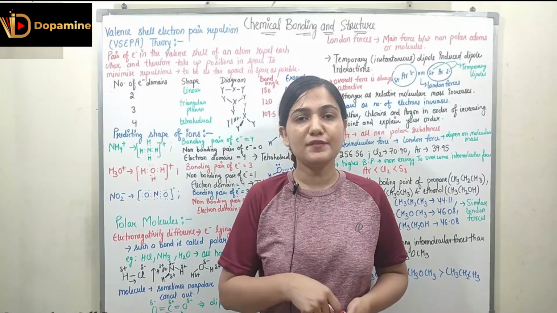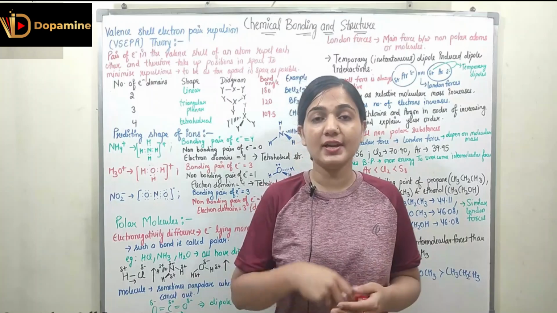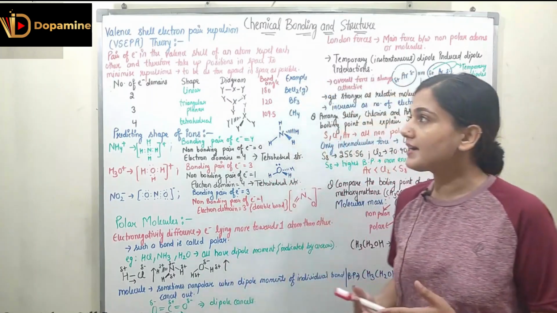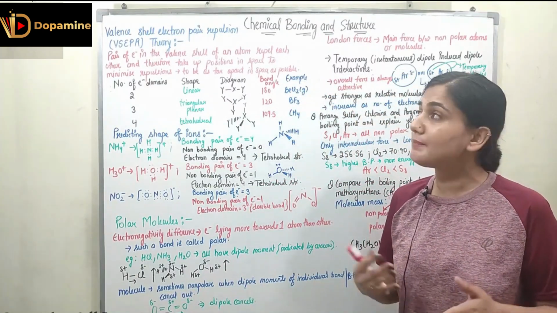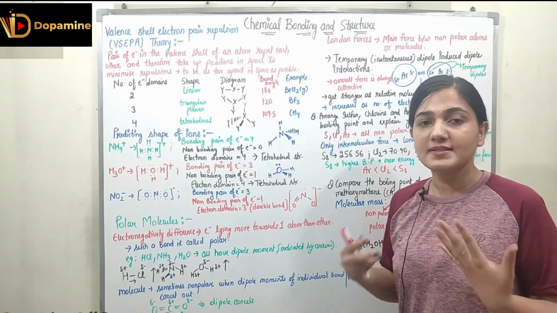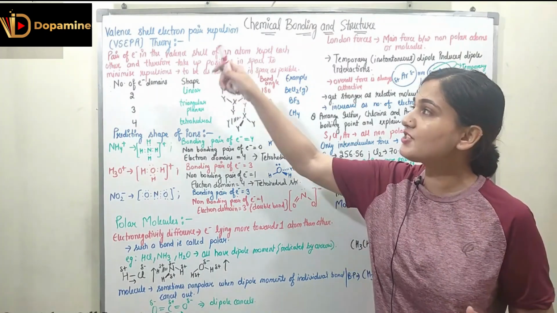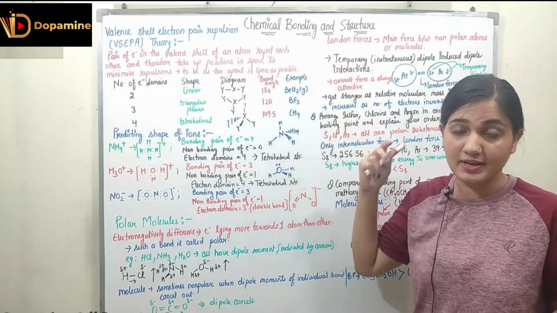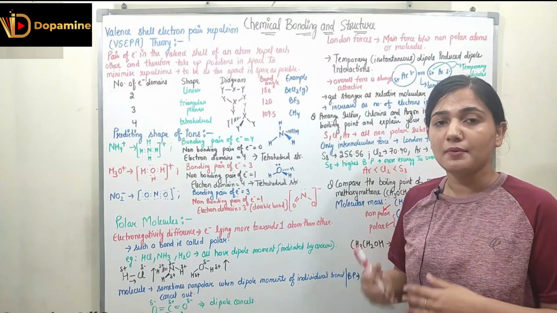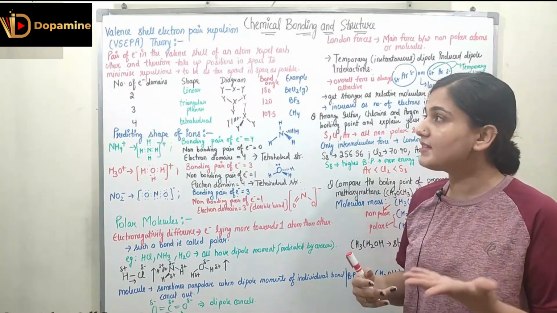We are discussing Unit 4, Chemical Bonding and Structure, and today we are going to start our discussion with VSEPR theory. What is the full form of VSEPR? It is the Valence Shell Electron Pair Repulsion theory. So what does it mean? What is the statement of VSEPR theory?